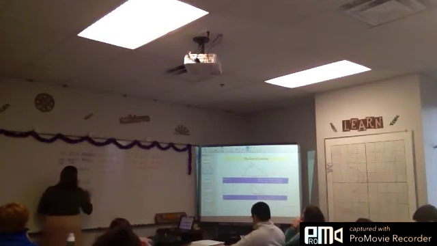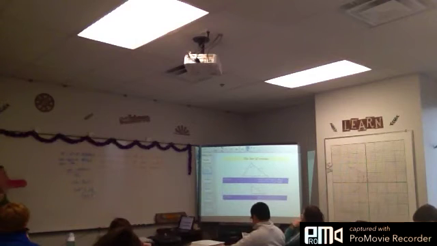When you use cosine negative one, when you're finding an angle, you use the inverse. When you are finding a side, you use regular.